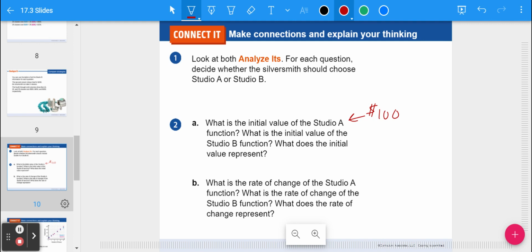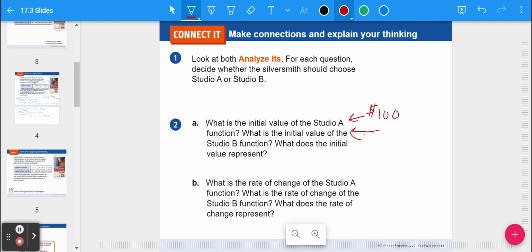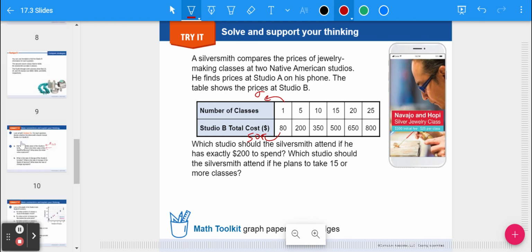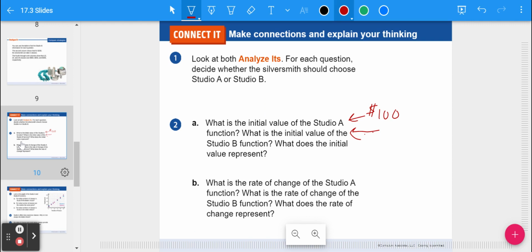What is the initial value of Studio B? Again, if I look back at this problem, since I figured out Studio B is $30 per class, if I go back to 0 classes, I go back $30, and I'm at $50 for 0 classes. So it's a $50 initial value. So what does that initial value represent? The starting cost.